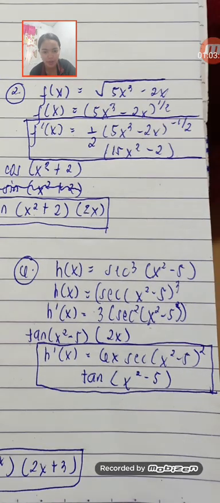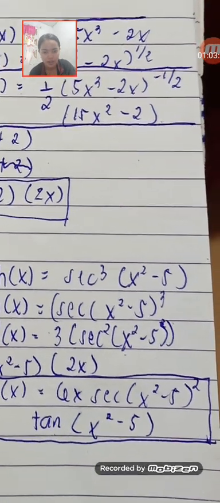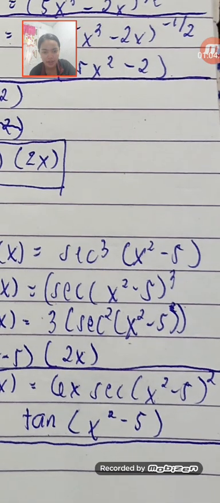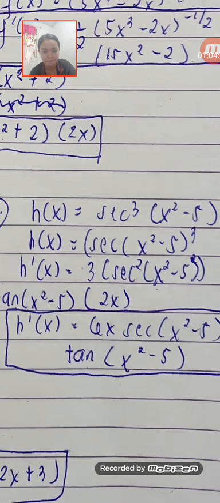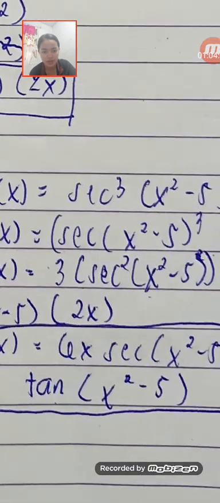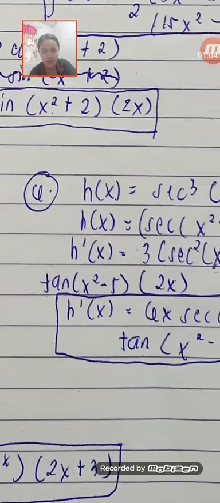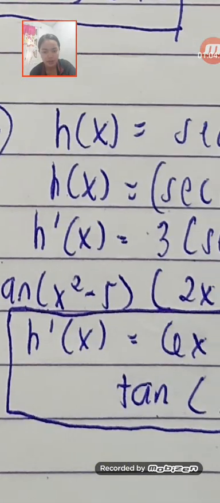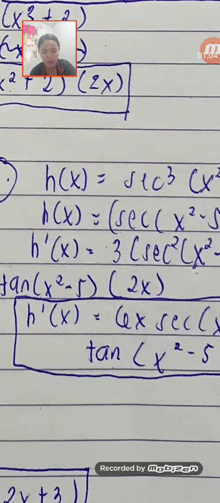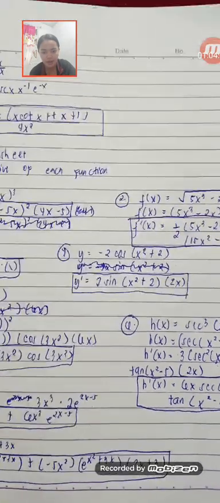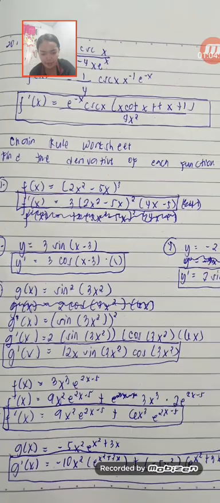derivatives. Copy, bring down the, and as you can see, there is a sec squared x plus 2, and the derivative of sec squared is tan x minus 2, and the derivative of x minus 2 is 2x. And that is our final answer. You just need to multiply the 6x, copy all the remaining item.